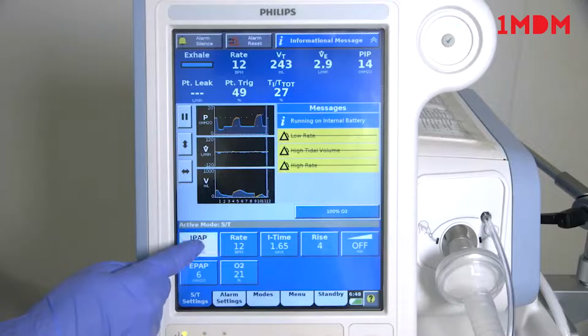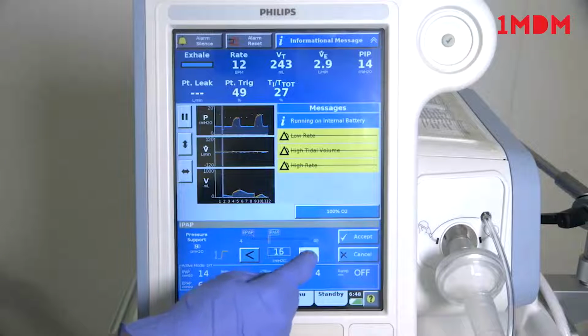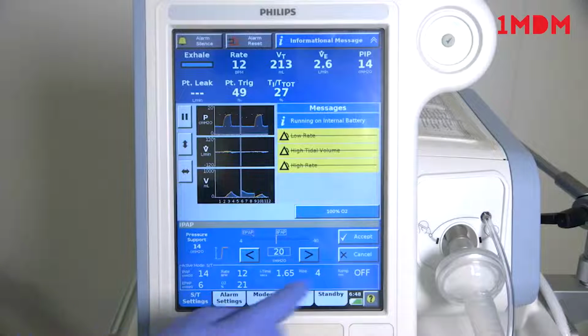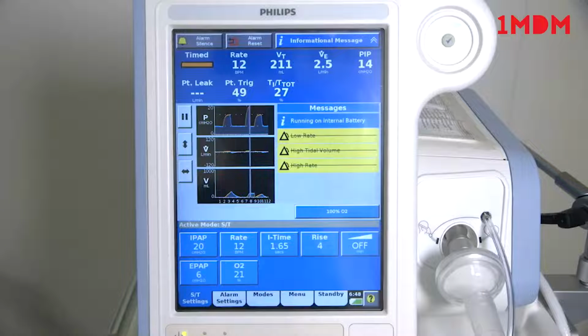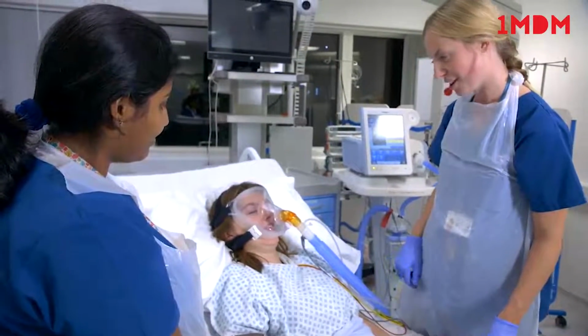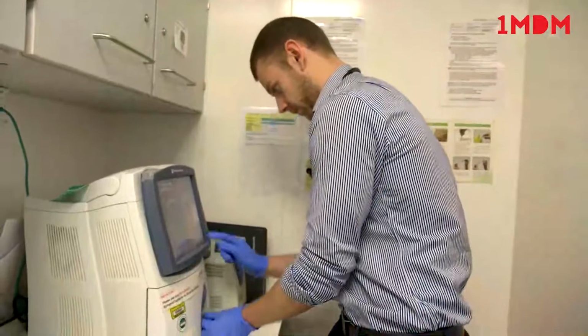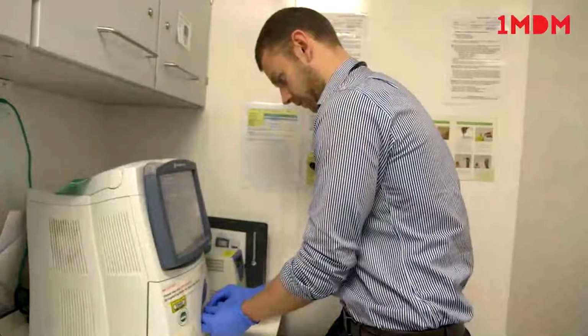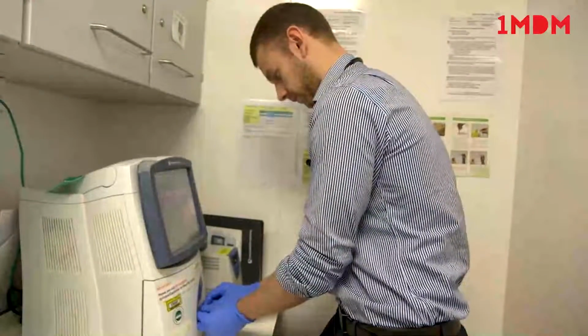If you reach a level of an IPAP of, say, 16 or 18 and the patient starts to not tolerate, then it's okay to leave them on this setting. After an hour of the patient being on optimal settings, a repeat ABG should be taken. This will allow you to guide your treatment further.